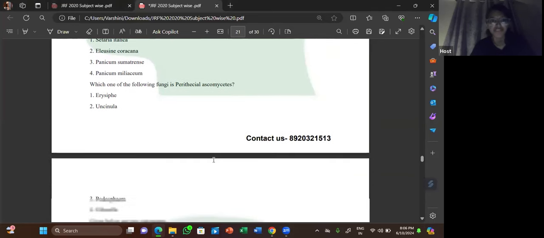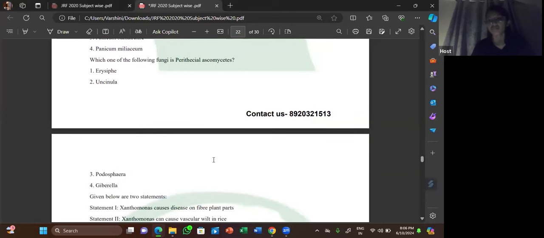Next is, which one of the following fungi is having perithecial ascomycetes? That means perithecia, we call it a flask-shaped fruiting body. Where do you notice it? Whether Erysiphe, Uncinula, Podospora, or Gibberella, you have to see. Flask-shaped fruiting body. Ascus, we say, where the ascospores are produced. In case of flask-shaped perithecia, where do you notice it? Very good, Gibberella. Fourth one is the right answer.